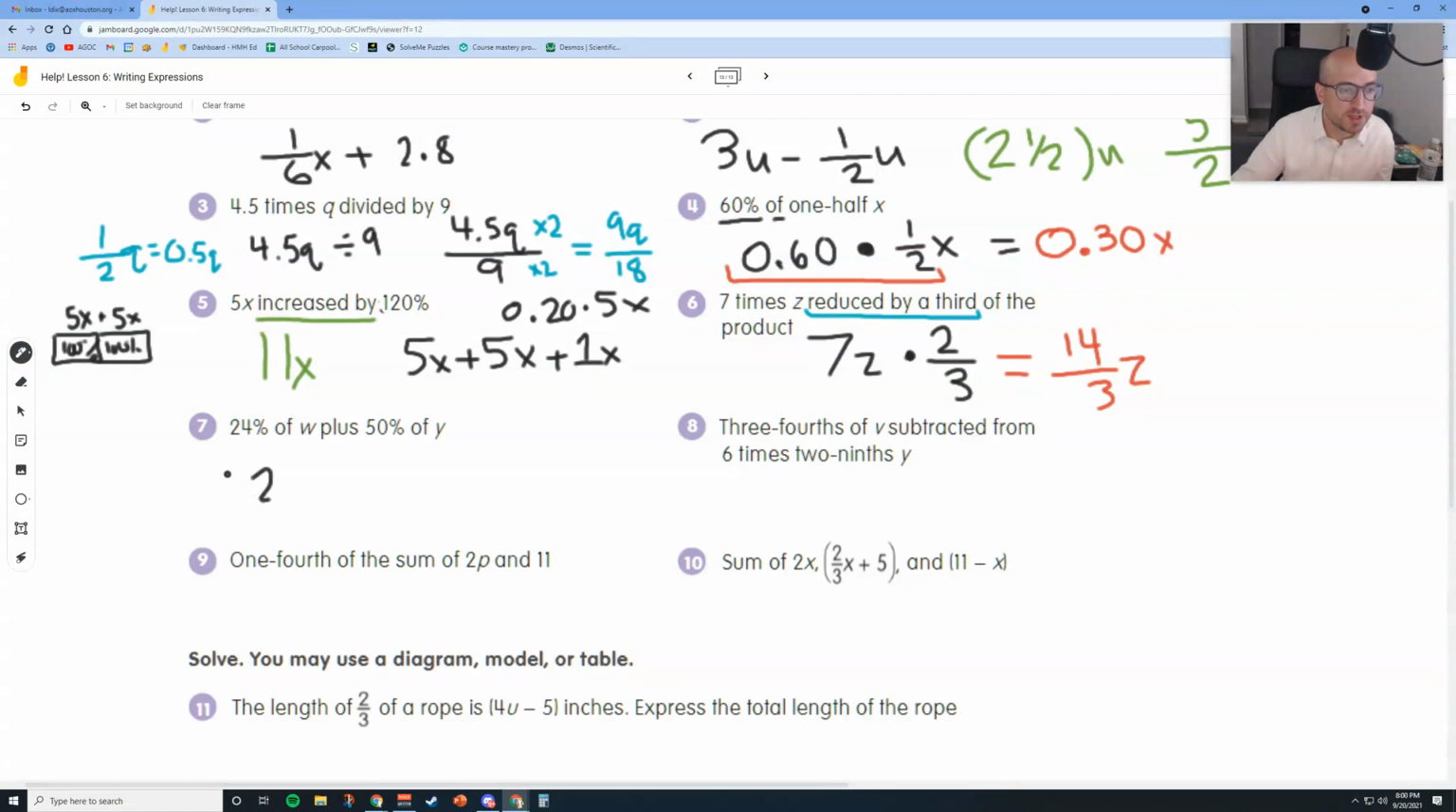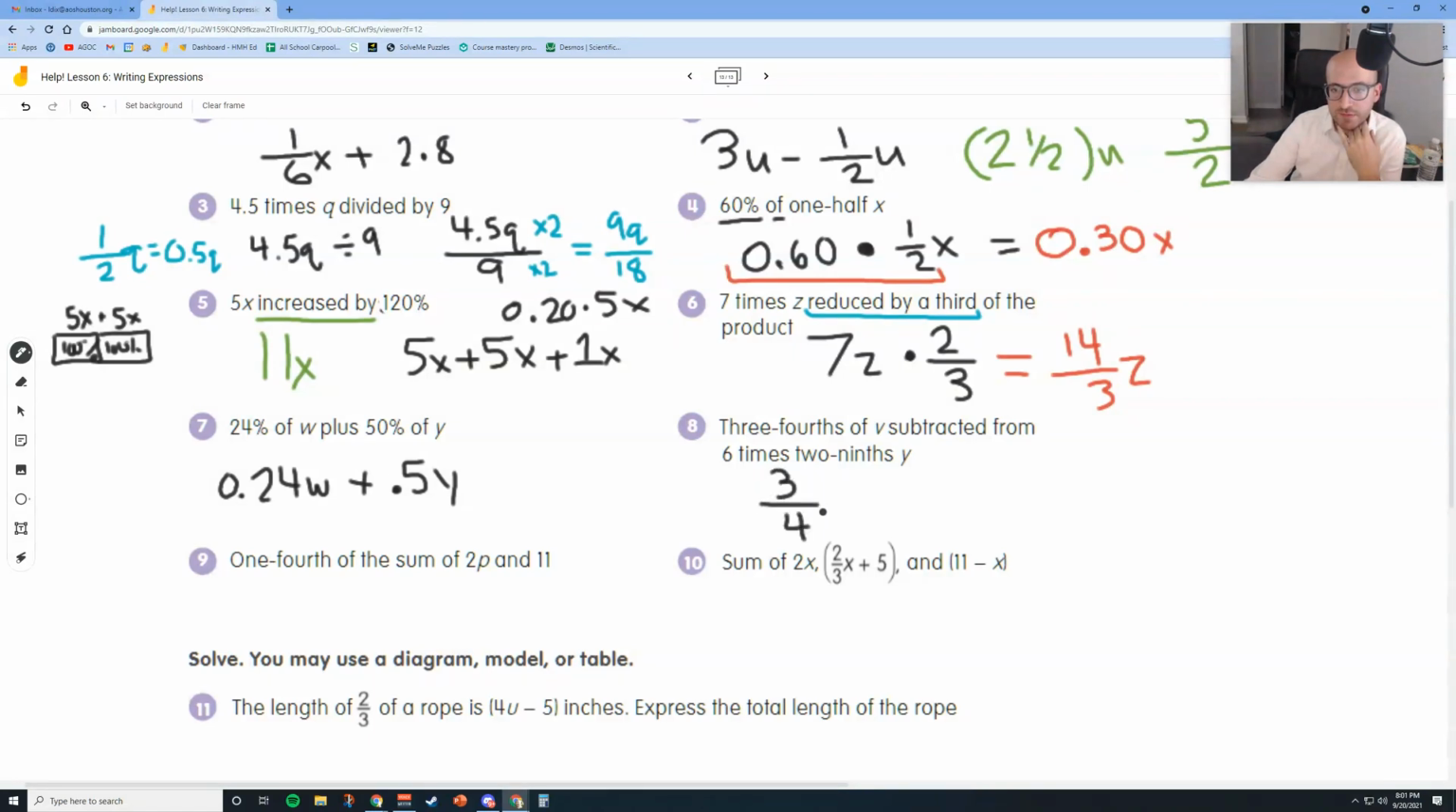24% of w, I'm going to put that as a decimal, 0.24w, plus 50% of y. That's it. We can't combine them.